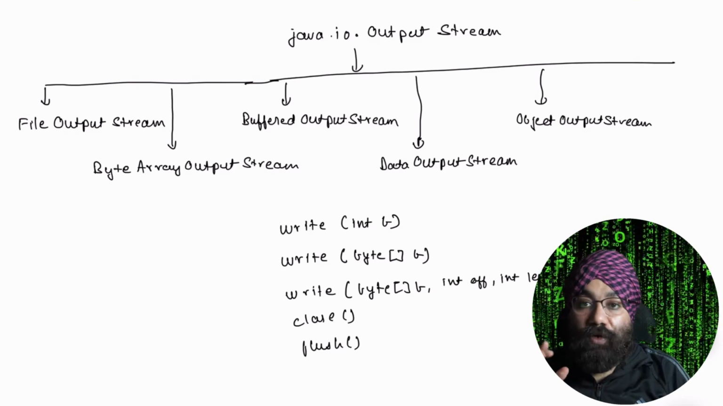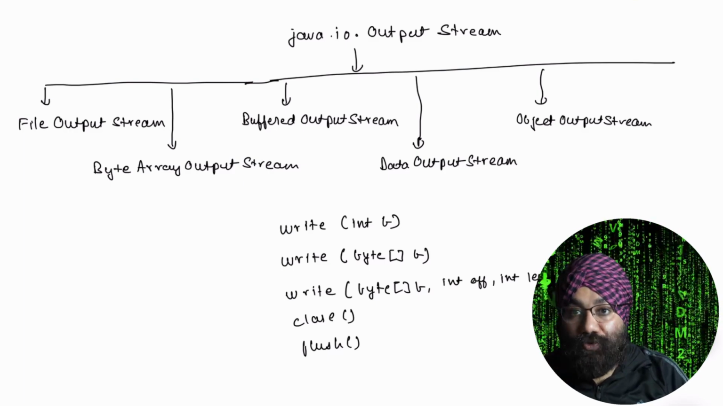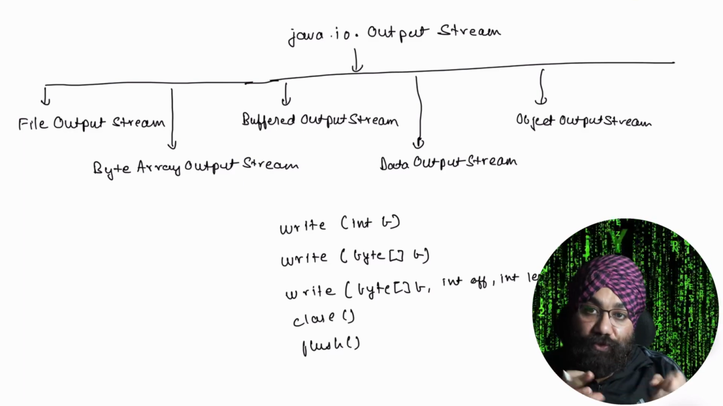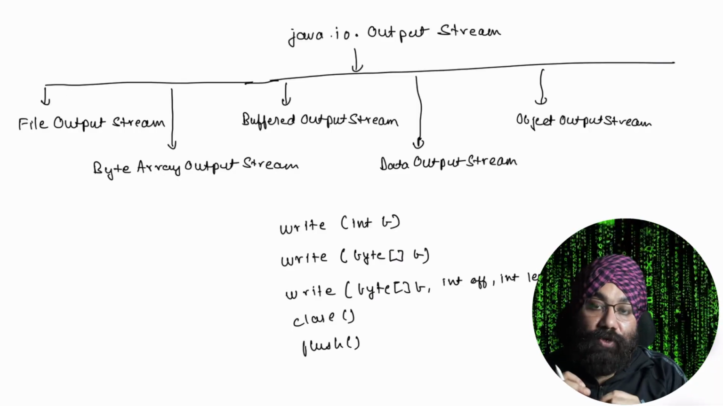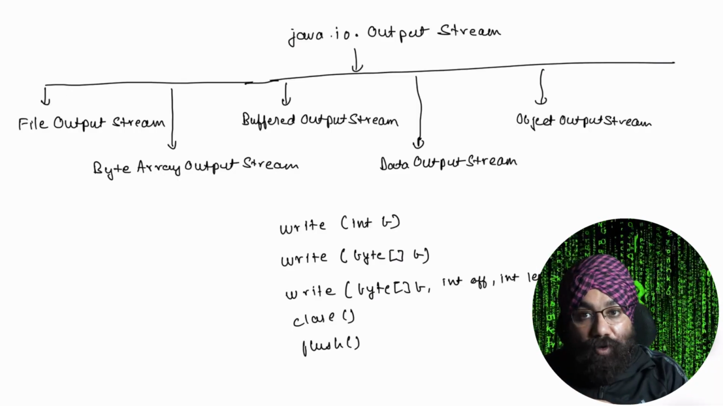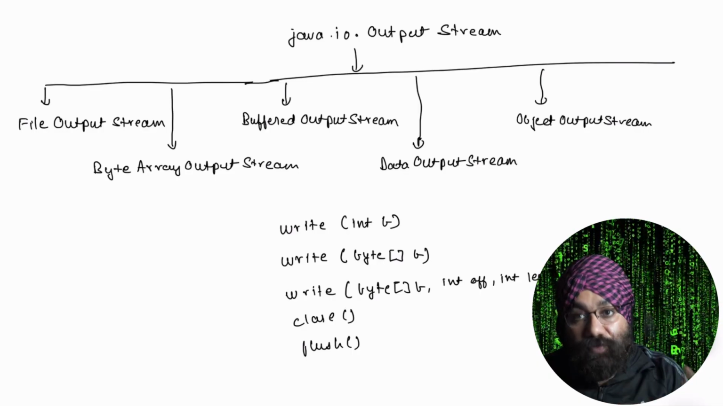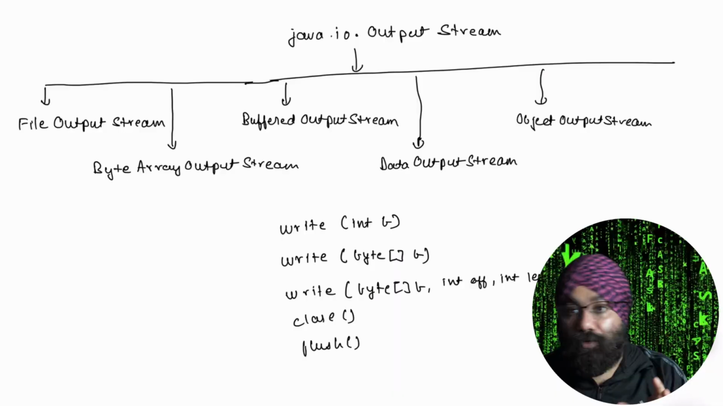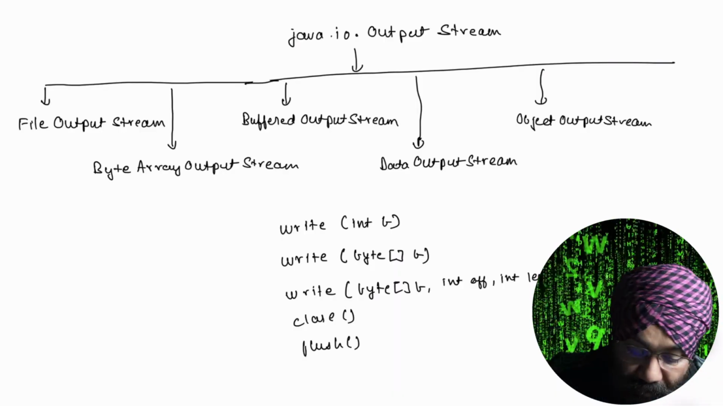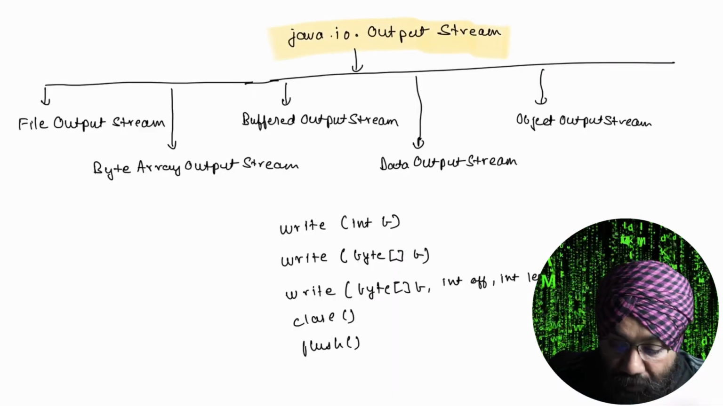Now friends, similar to input streams, we also have output streams. As input stream is used to read something, output stream is used to write something. It can be to a file, it can be to a memory location as well, it could be to a network socket as well. So we can write to various places using output streams. Okay, so the parent class is java.io.OutputStream.